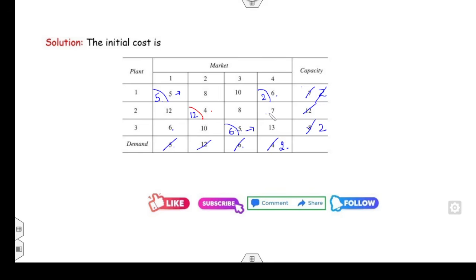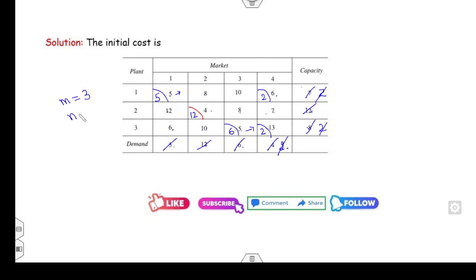Next is 7. Corresponding to this 7, there is no capacity. Then corresponding to the 8, there is no capacity. Again, corresponding to 8, no capacity. Is a 10, again no capacity. 12 is no capacity. Only number left behind is 13. Fine. Now you can see all the capacities and all the demands are fulfilled.